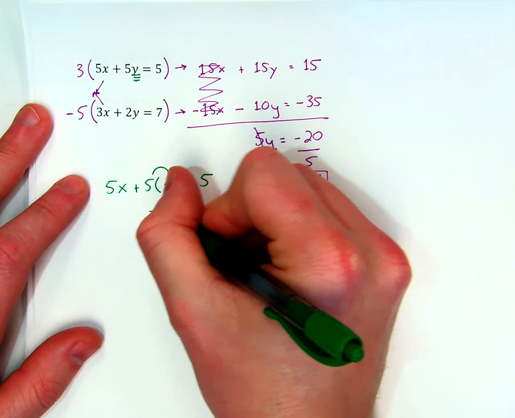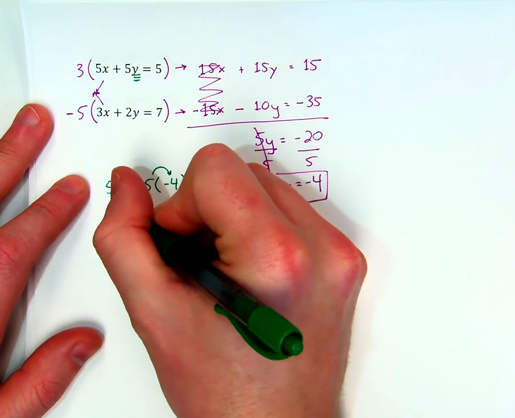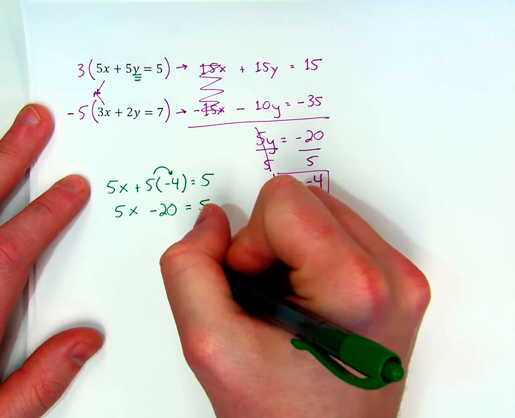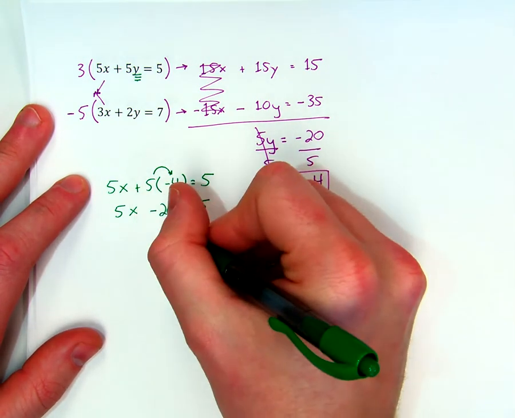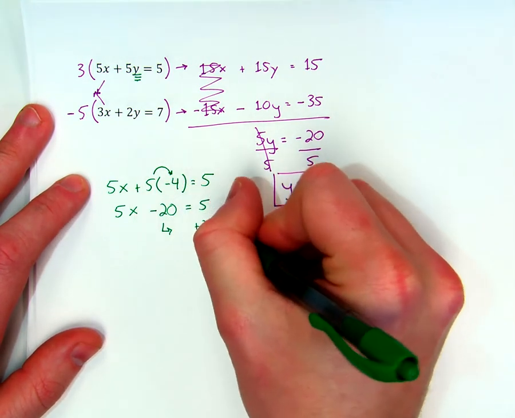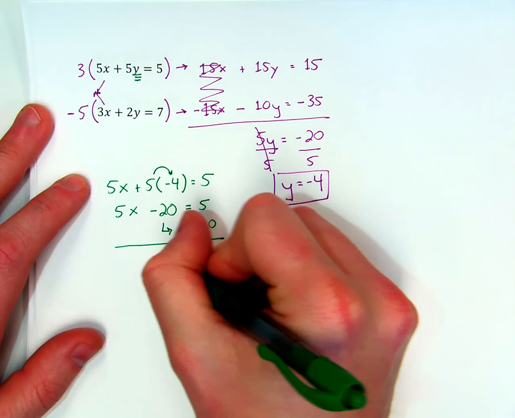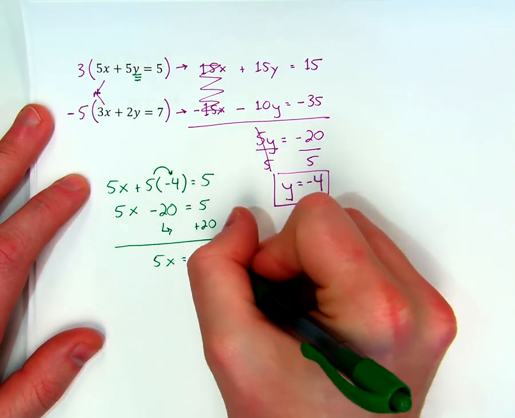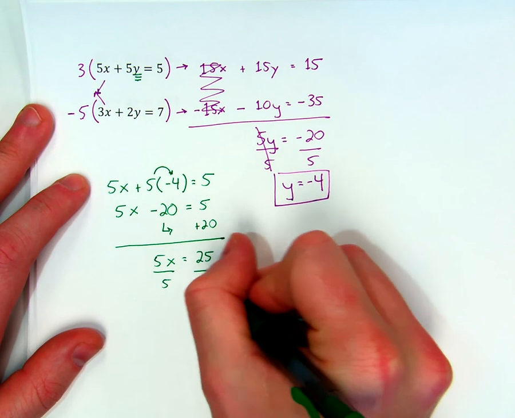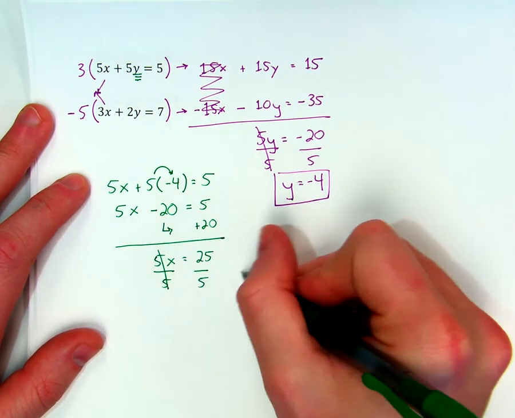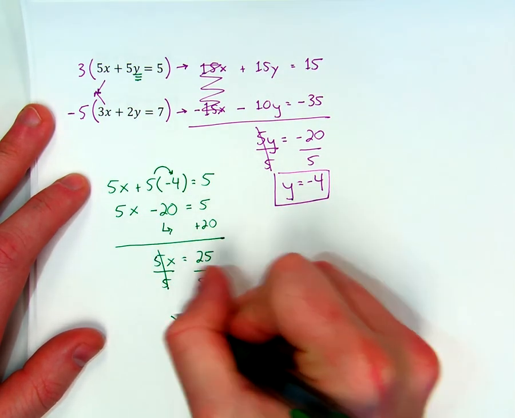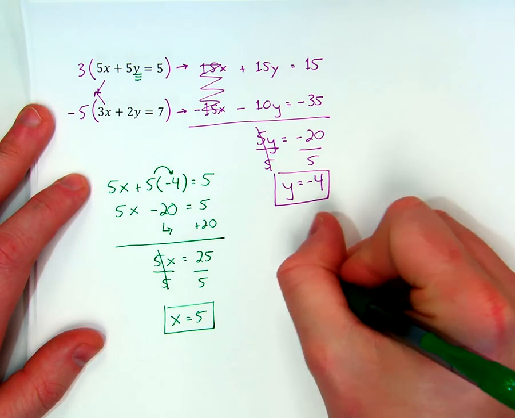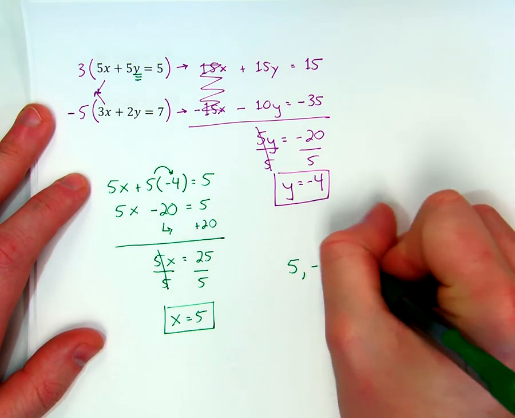5 times negative 4 turns into negative 20. So our new problem is 5x minus 20 equals 5. This is a two-step equation. We're going to move the 20 over first and then divide by 5. 5x equals 5 plus 20, which is 25. And when we divide by 5, we'll find that x equals 5. So our final solution written as a coordinate pair, x is 5 and y is negative 4.